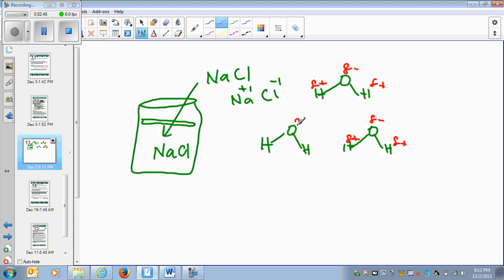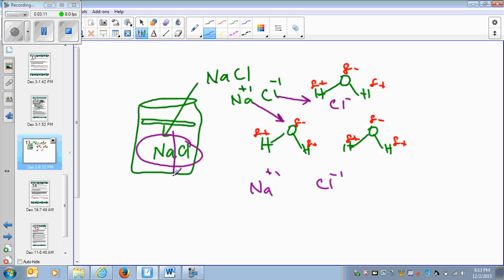Okay, so what happens is that the positive end of the water will pull out the chloride, so it will surround chloride, and the negative end of the water will pull out the sodium. So the sodium and chloride will be split back into their ions. The thing that I added as a compound will be dissociated. It will break down. So when I put this into water, water will split it back into ions. If water does not split it back into ions, water will not dissolve it.